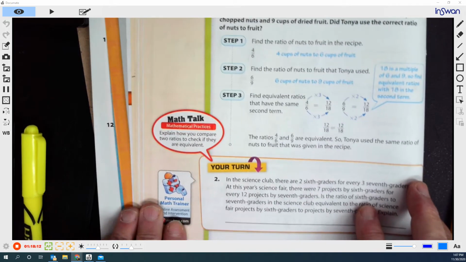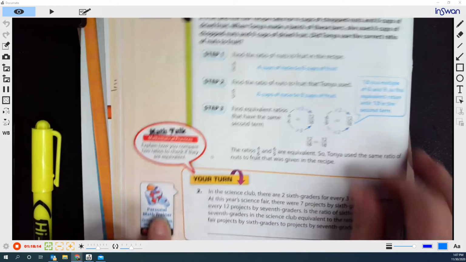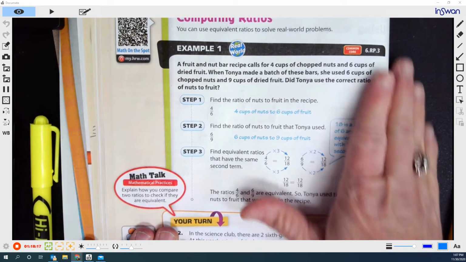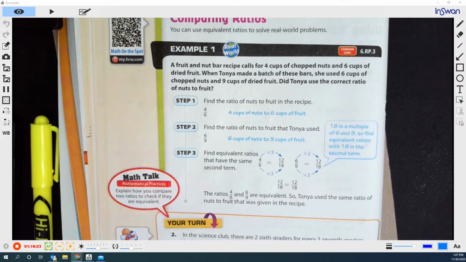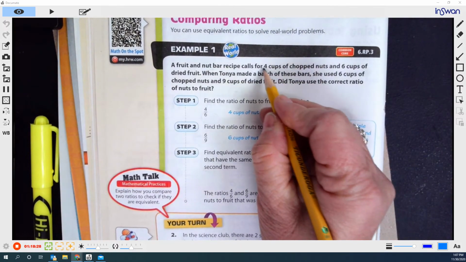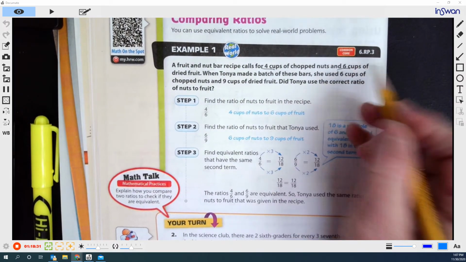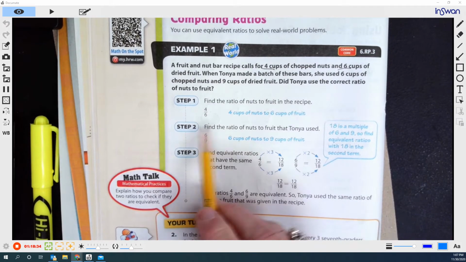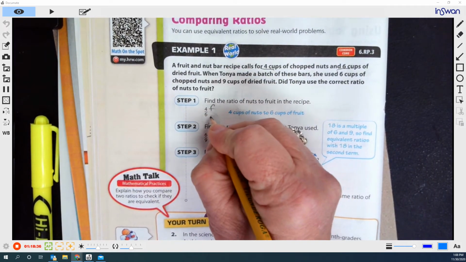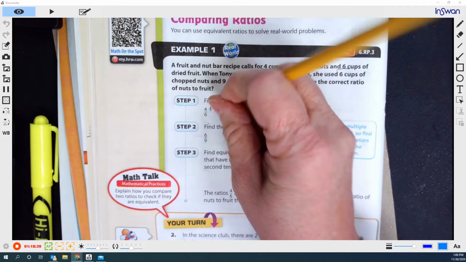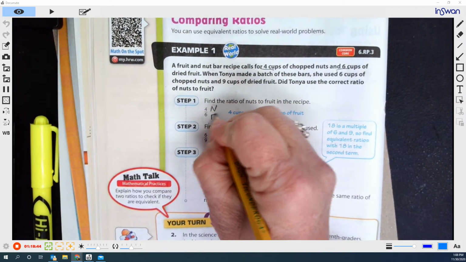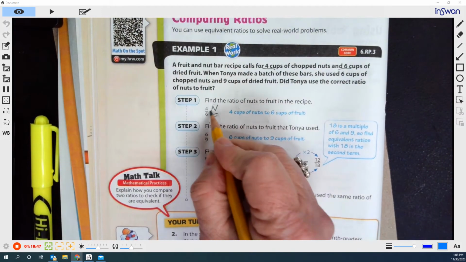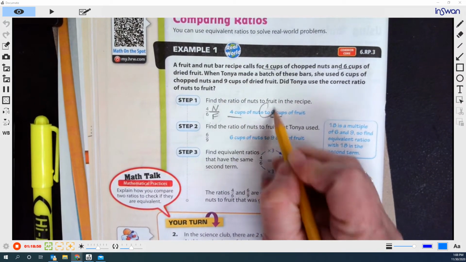Let's see. I'm going to look at this recipe. Can you see that? There we go. In our recipe here, we're talking about comparing the ingredients. It says the fruit and nut bar calls for 4 cups of chopped nuts, 6 cups of fruit. So your nut to fruit ratio is 4 cups of nuts to 6 cups of fruit. Oh, wait, excuse me, that's backwards, Jennifer. I'm labeling that right there. That's our nuts to fruit. So 4 to 6, that's another way to express it.